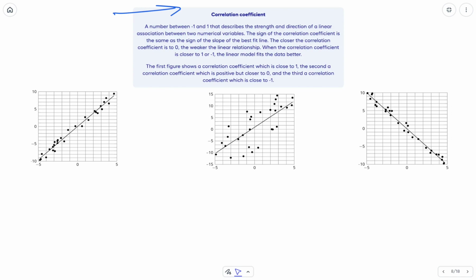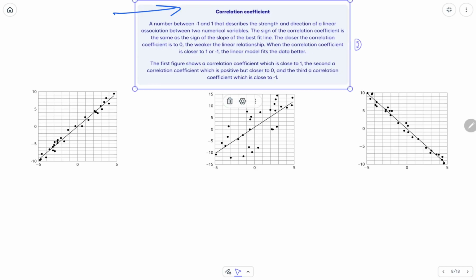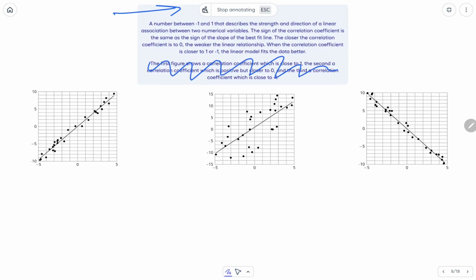You can kind of ignore that second paragraph. Ooh. I think we can ignore that. All right.